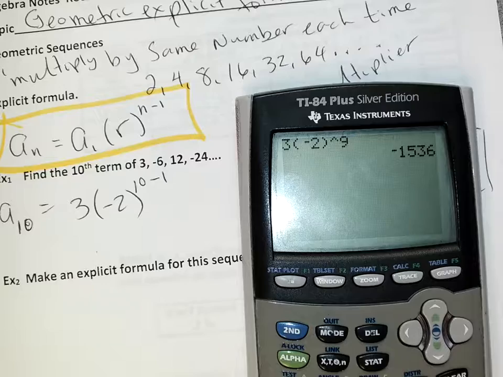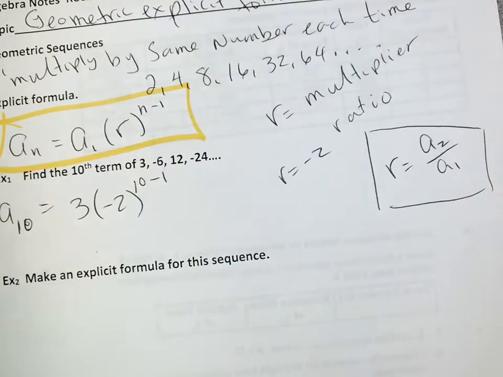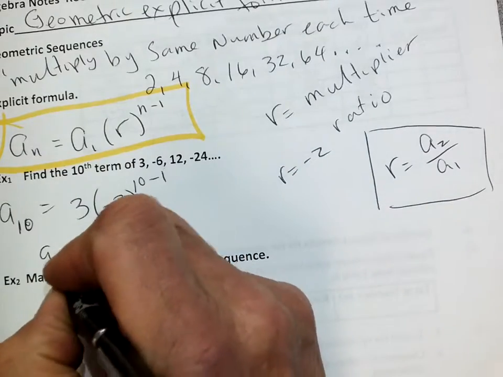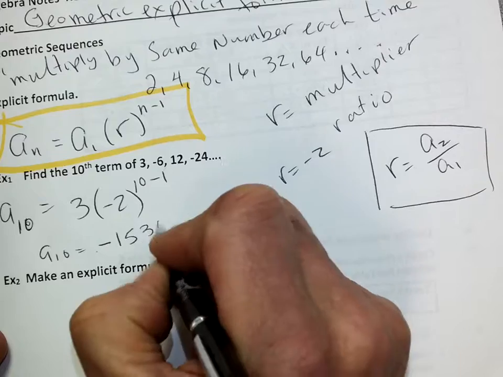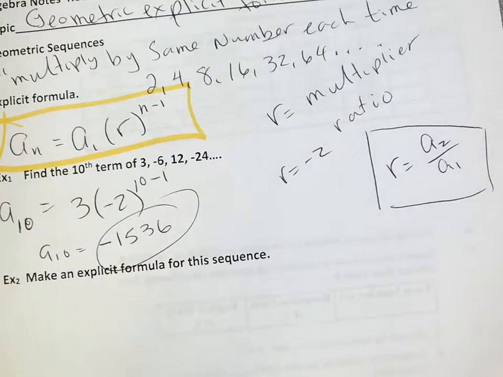So that's much faster than just making the term, okay? So my answer would be A10 is equal to negative 1,536, okay? That's why these formulas are so handy, right? Because they allow us to go straight to it instead of making the formula for it.